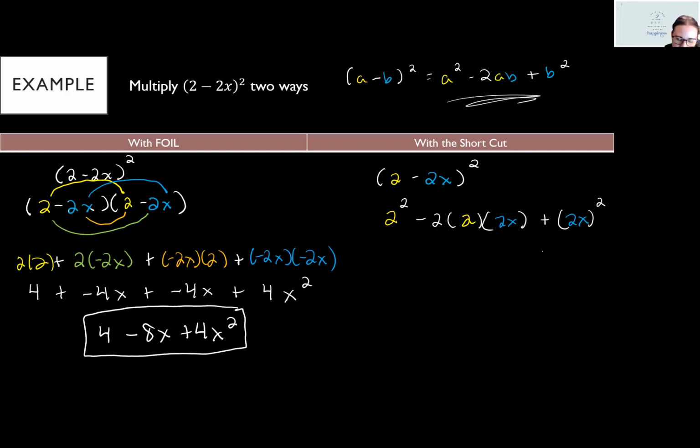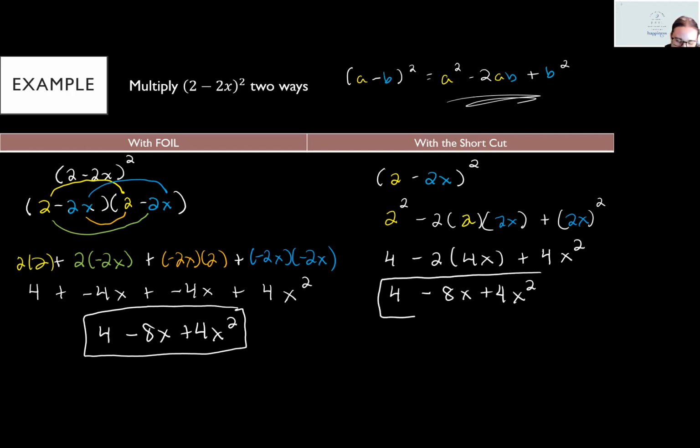And then you just do the math. So 2 squared is 4. I have this minus 2, and then 2 times 2x is 4x. And then 2x squared, you square the 2, which is 4, and you square the x, so that's x squared. And then we end up with 4, minus 8x plus 4x squared. So it's the same answer.